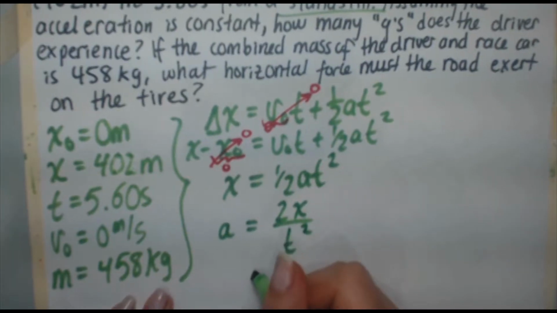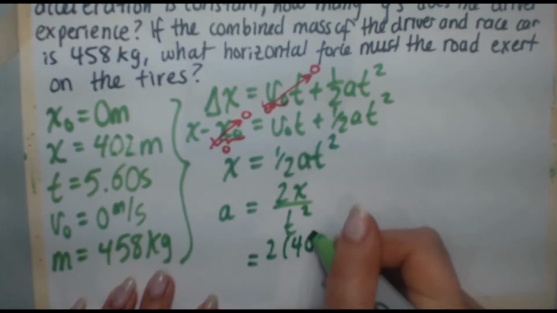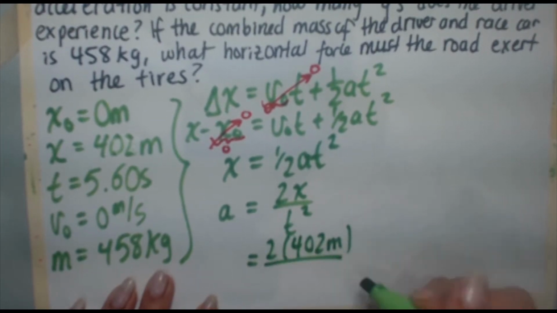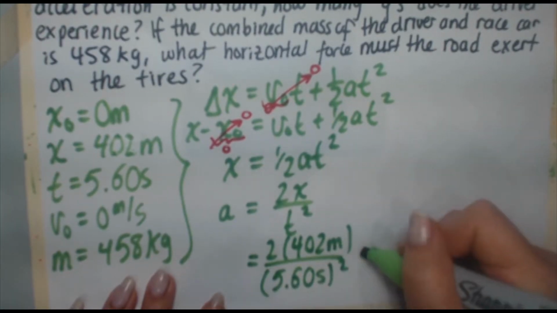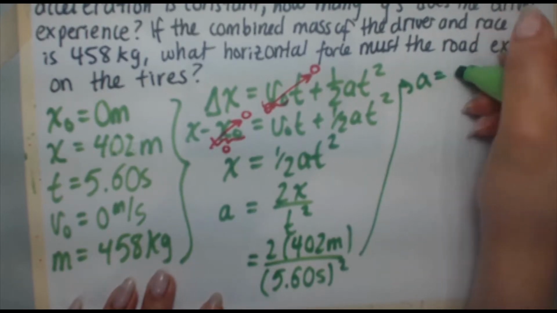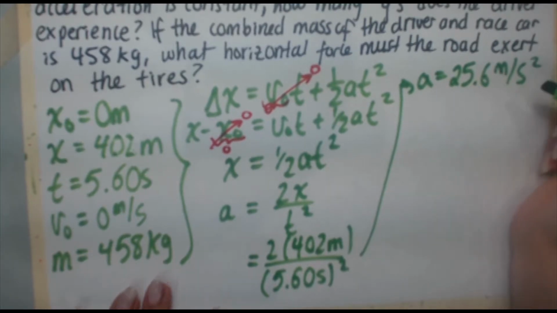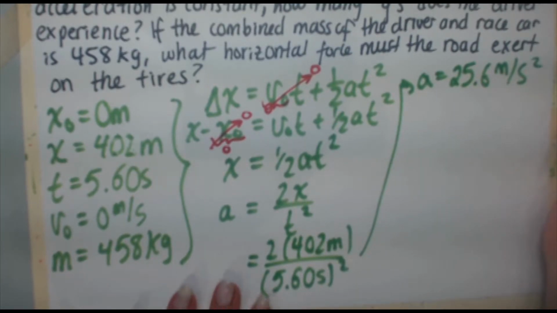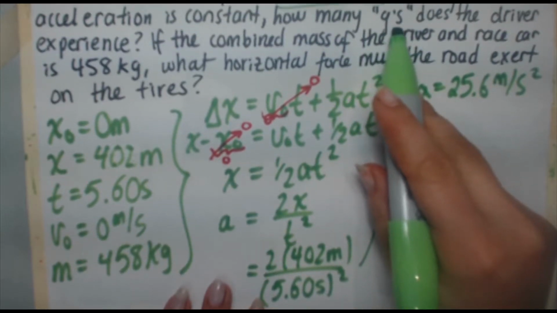Let's plug those in. So 2 times 402 meters divided by time squared, 5.60 seconds squared. When you calculate this value out, you get acceleration equals 25.6 meters per second squared. That's not quite yet our answer, because the question is asking how many G's does the driver experience?